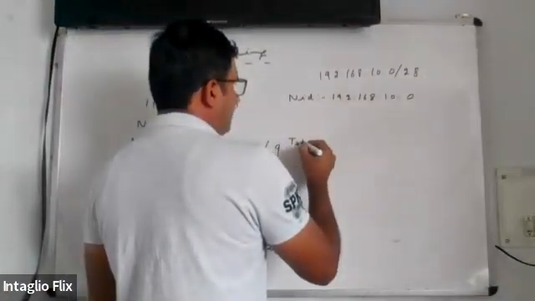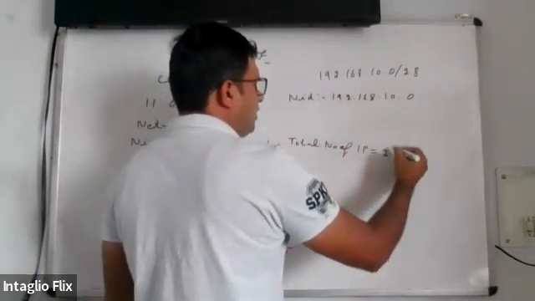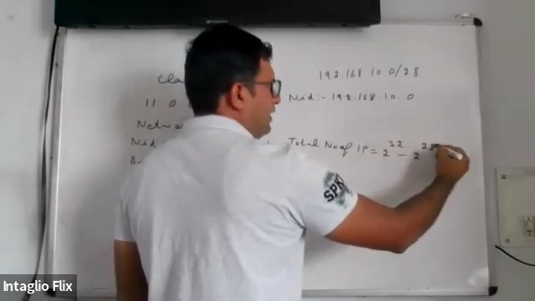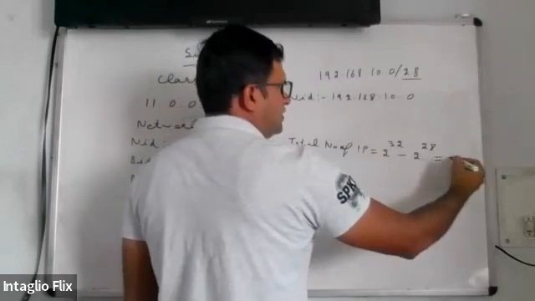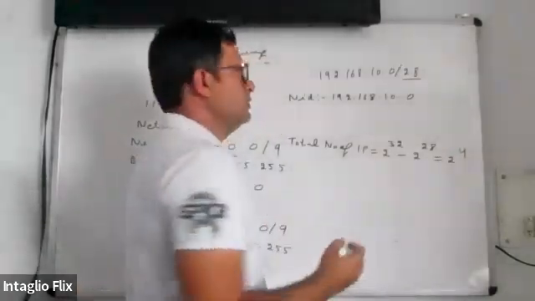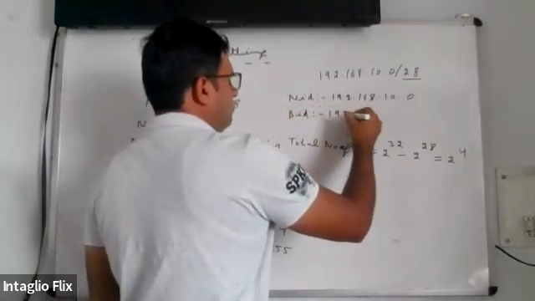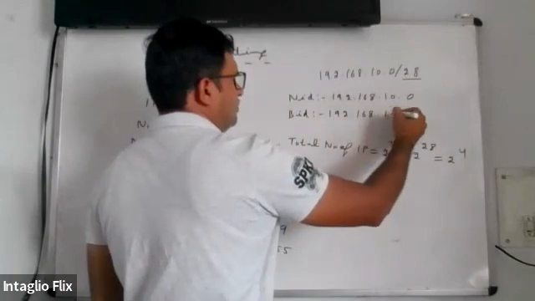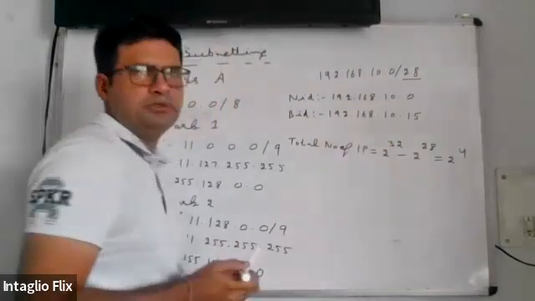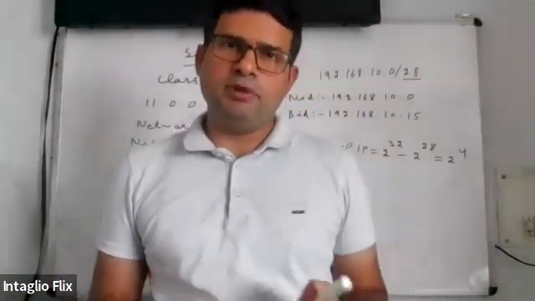Now broadcast ID we can find out only when we find out the number of IP addresses, right? So for the total number of IP addresses, the formula is 2 to the power 32 is the total, minus 2 to the power 28, which is the result for the network. So what is remaining? 2 to the power 4 is remaining. 2 to the power 4 is equal to 16. So the broadcast ID is going to be 192.168.10.15, 0 to 15, 16 values. Likewise, we can find out network ID, broadcast ID, and the number of IP addresses.